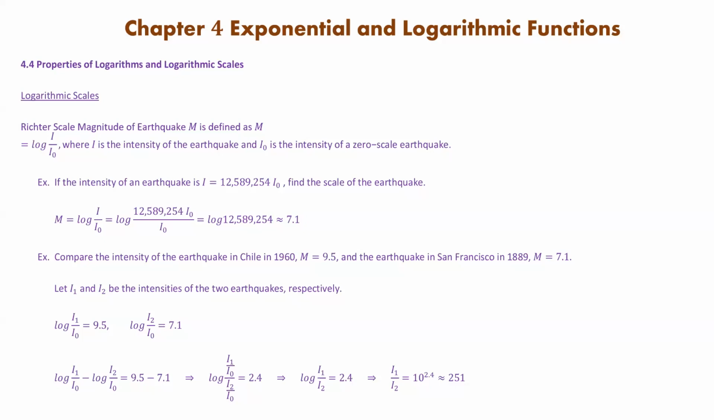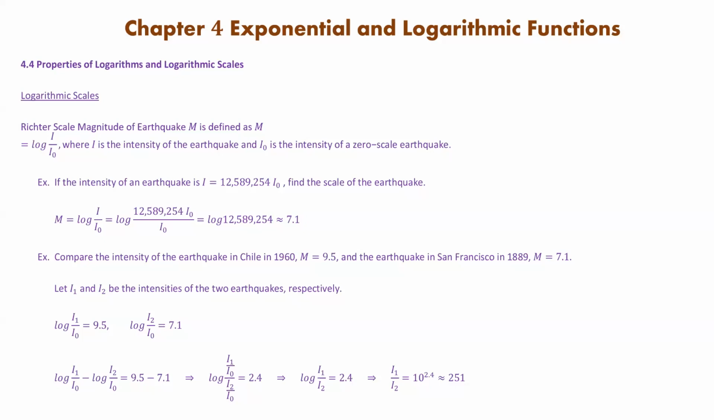Now we do a little simplification for the fractions on the left. Remember, when you divide two fractions, you just multiply by the reciprocal. So it becomes I1 over I0 times I0 over I2. Then I0 just cancels. So the left side just becomes log I1 over I2.